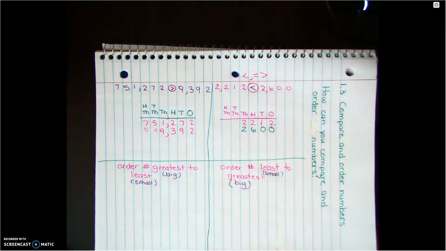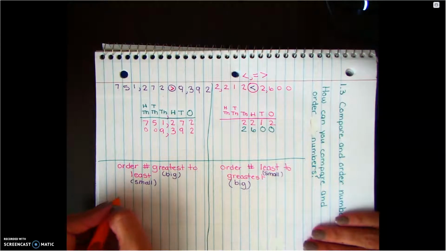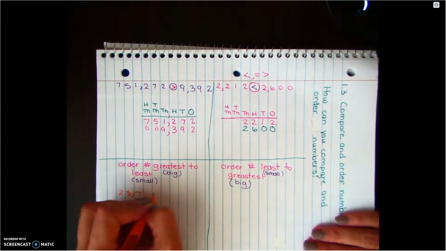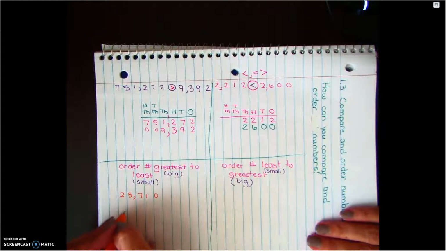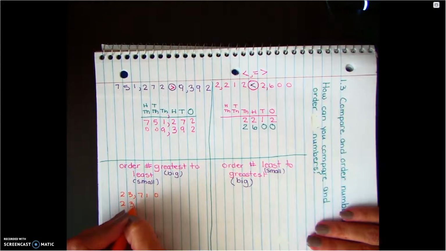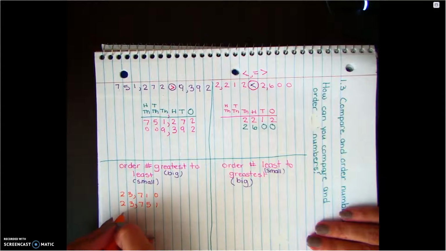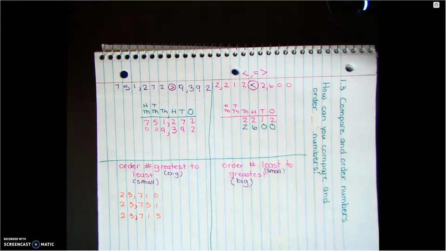Okay, so I'm going to give us our three numbers. Let's do orange. So this one, our three numbers are 23,710. Then we have 23,751. And then we have 23,715. Okay, so let's find our biggest.